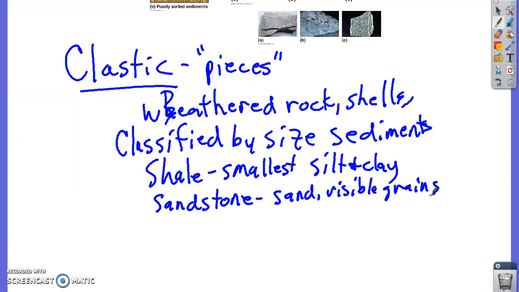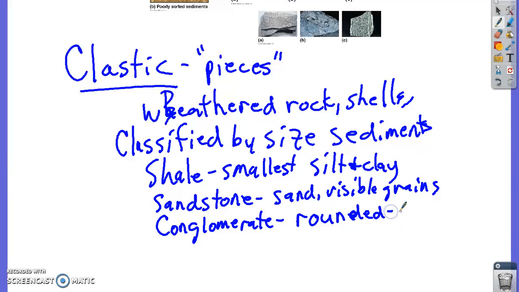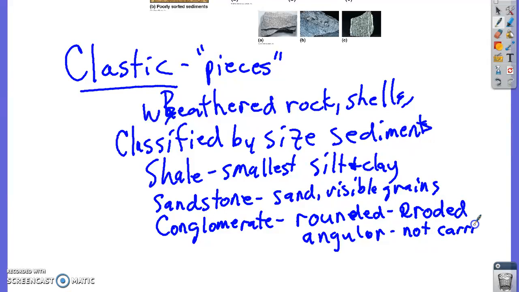Now if it gets even larger, you have gravel and big pieces of rock that you can see, that would be called a conglomerate. Okay, a conglomerate just means a combination of a whole bunch of things put together. So it's a whole bunch of little pieces of rock put together to make a big rock. And it can be rounded. If all the pieces are smooth and round like pea gravel, then that shows us that they have been eroded, like in a stream, where they've been rounded off. Okay, they can also be angular, which means sharp edges, which means they haven't been carried or eroded by water very much, and they probably just broke off of bigger pieces of rock and are still right where they came from.